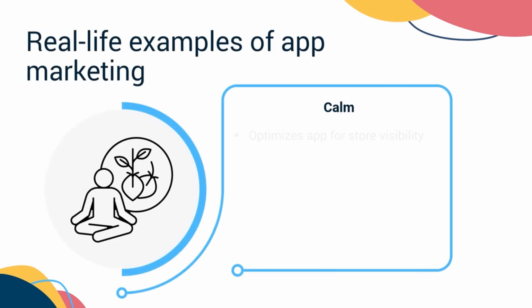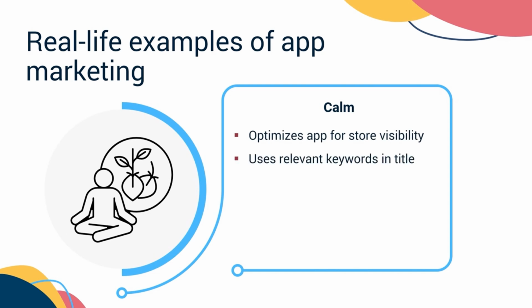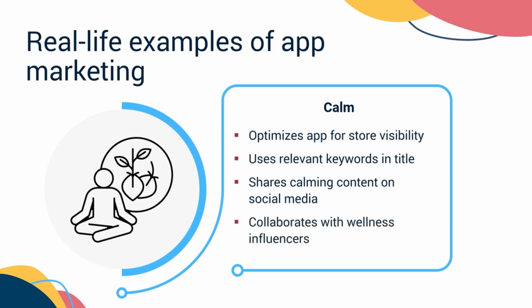Calm uses App Store optimization by including relevant keywords in its title and description, helping it rank higher in searches. It leverages social media by sharing calming content and user testimonials, building a community around mindfulness. Calm also frequently collaborates with wellness influencers to reach new audiences.